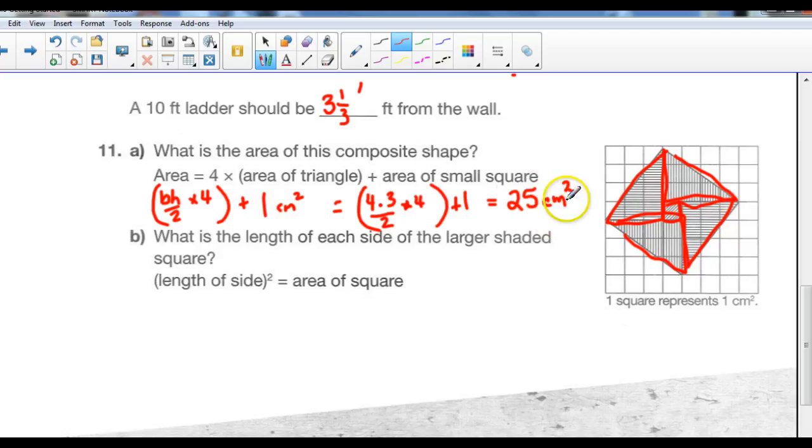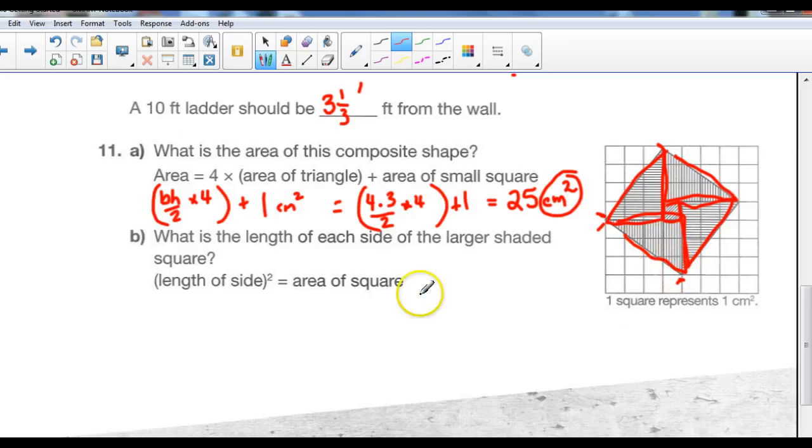Area is always in units squared. Okay, remember that. What is the length of each side of the larger shaded square? Oh, right here. They want to go from here to here and from here to here. Well, how do we do that? How do we go the length of each side?